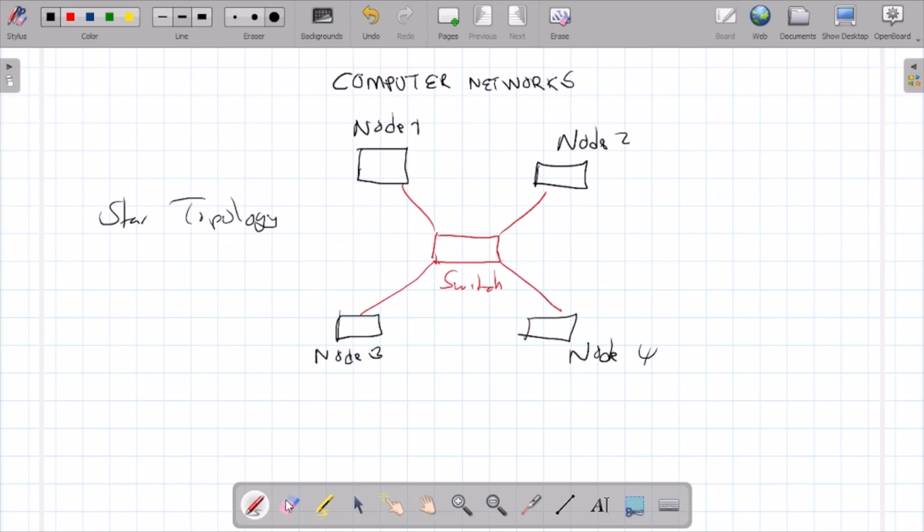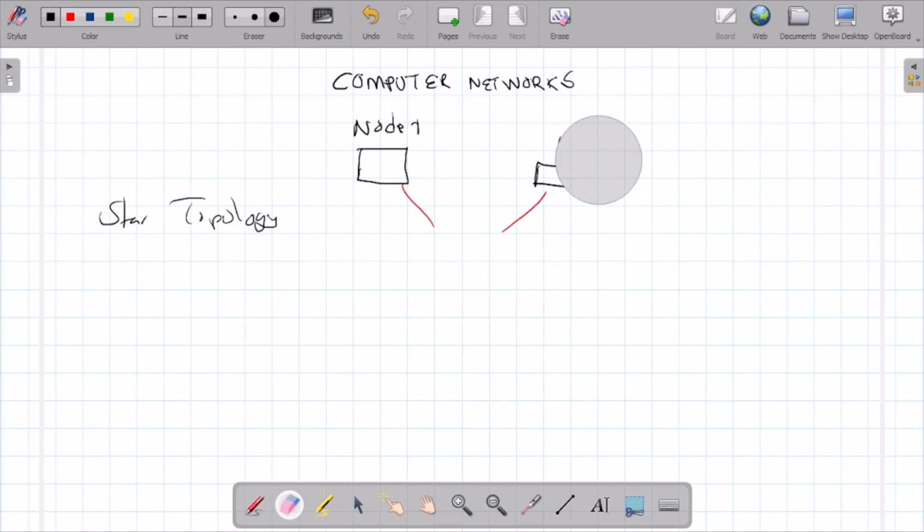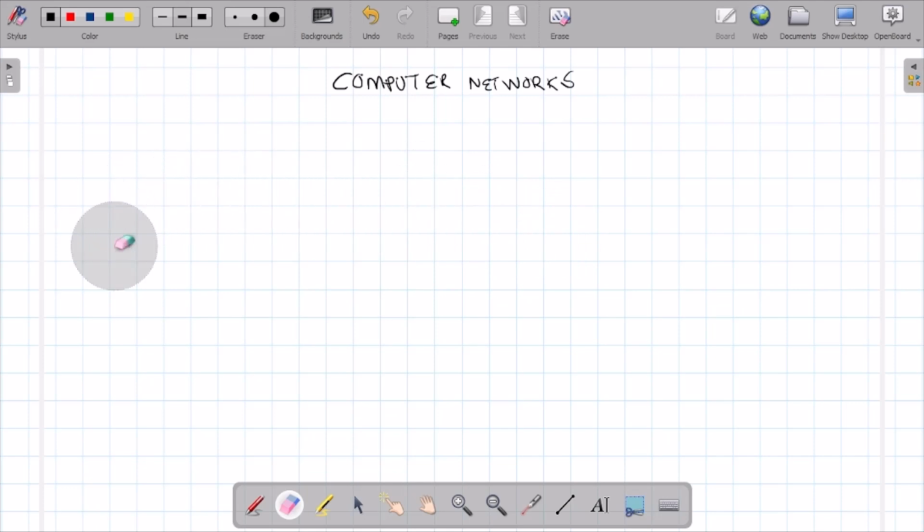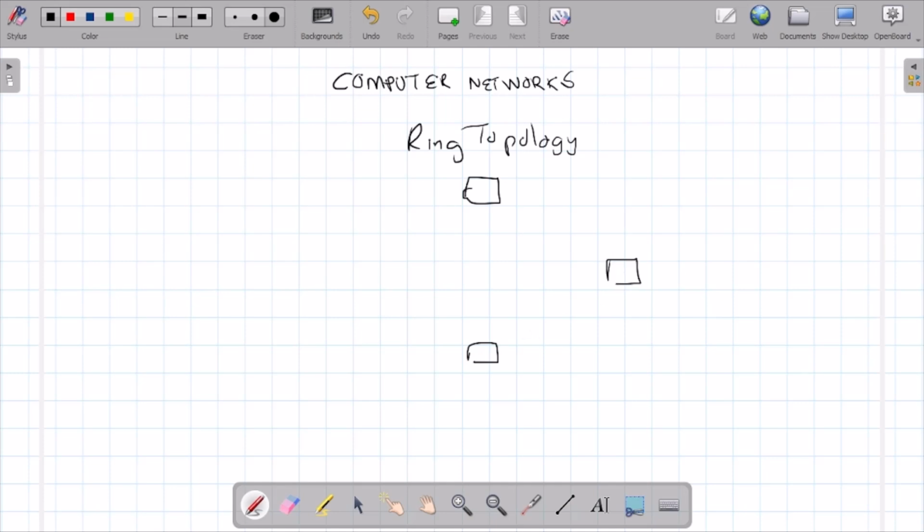Now, the last type of topology we are going to talk about is what is known as a ring topology. All right. So, ring topology. So, for a ring topology, network nodes are going to be connected in a circular manner. So let's say this is my node 1, this is my node 2, and this is my node 3, this is my node 4. So circular manner. So we have this.